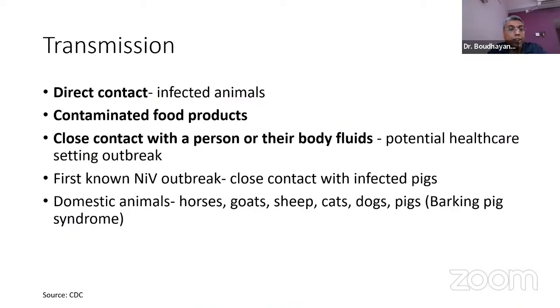It is direct transmission from infected animals via consuming contaminated foods, and close contact with a person or their body fluids. So there is potential for a healthcare setting outbreak. The first known Nipah virus outbreak in Malaysia was due to close contact with infected pigs, not bats. Domestic animals like horses, goats, sheep, cats, dogs, and pigs can also get this infection, but bats usually don't develop the disease. There is a particular term used in veterinary science, barking pig syndrome. When pigs get infected with encephalitis, they bark in a peculiar way.